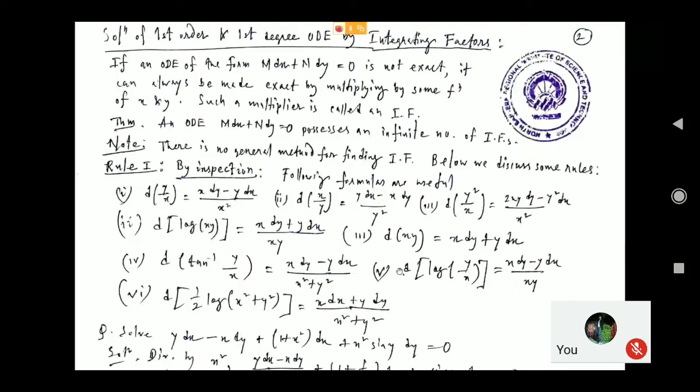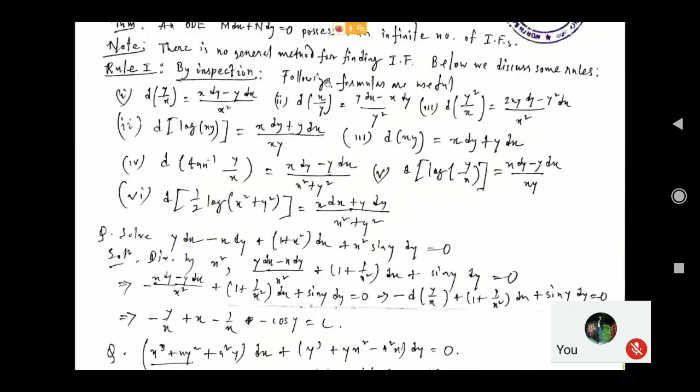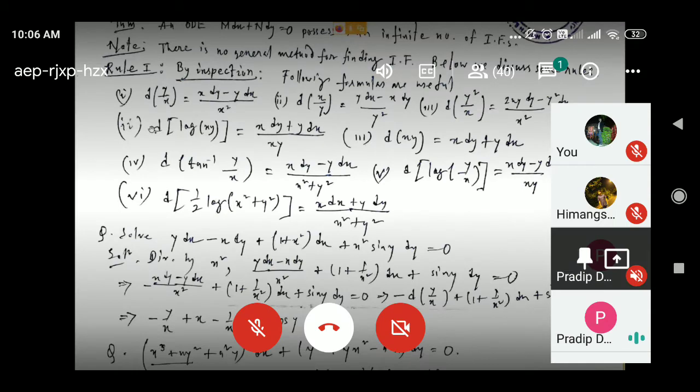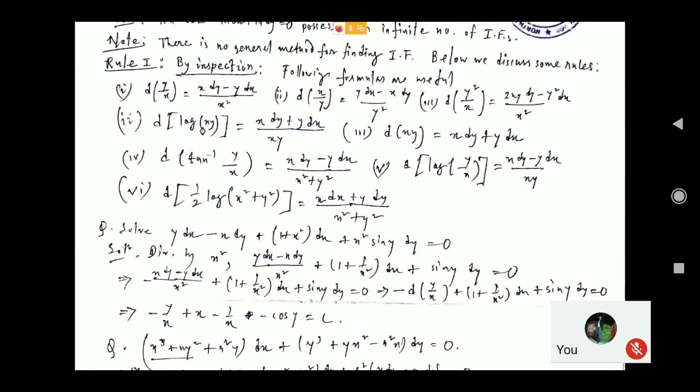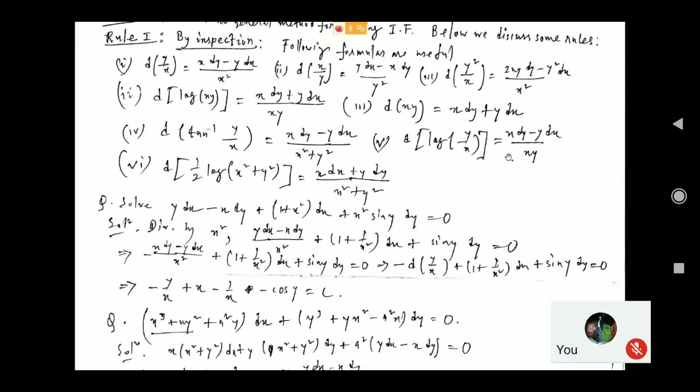This method we discussed. These are some formulas. By inspection, we can convert an expression into an exact expression, like d of this or d of this. If it comes in a differential equation, then we can readily integrate it, and this expression comes as a result.